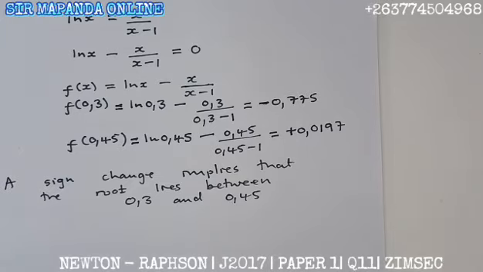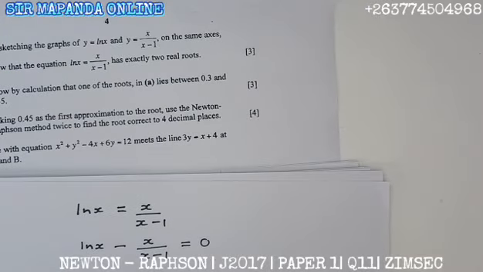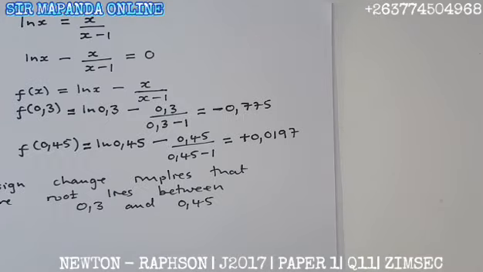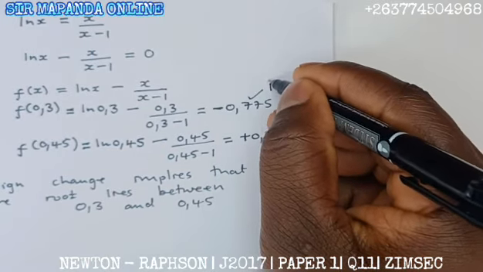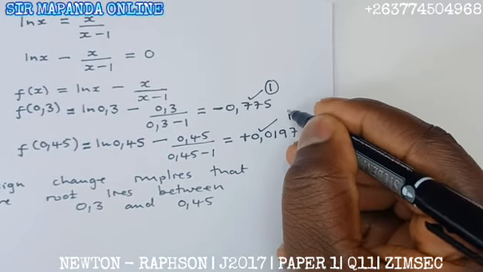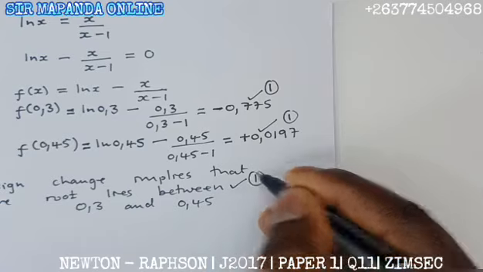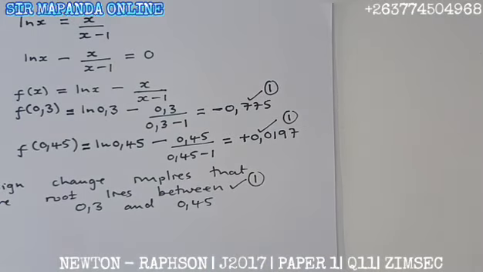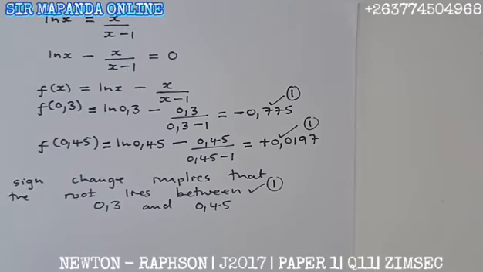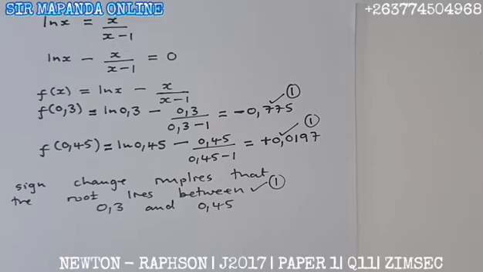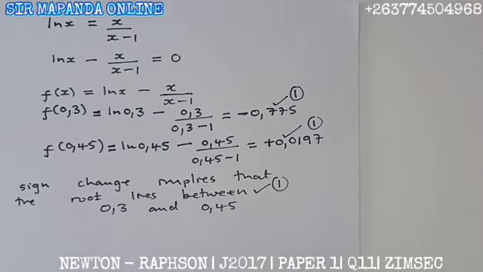So you can notice that the question is carrying 3 marks. So the mark allocation is 1 mark for the negative result, 1 mark for the positive answer, and the other mark is given for the conclusion or the judgment. Then you are home and dry. I hope you are listening, class. So let us move on to part C of the question.